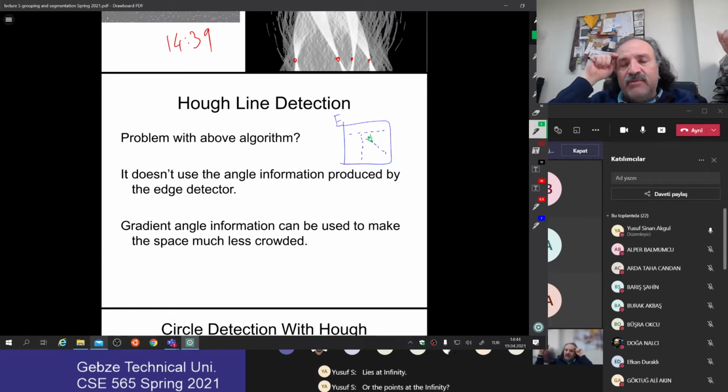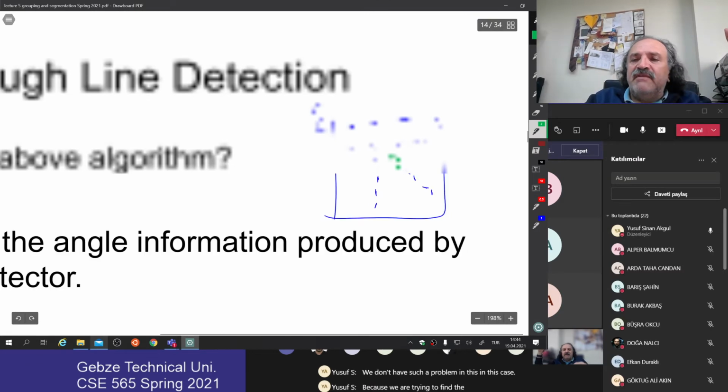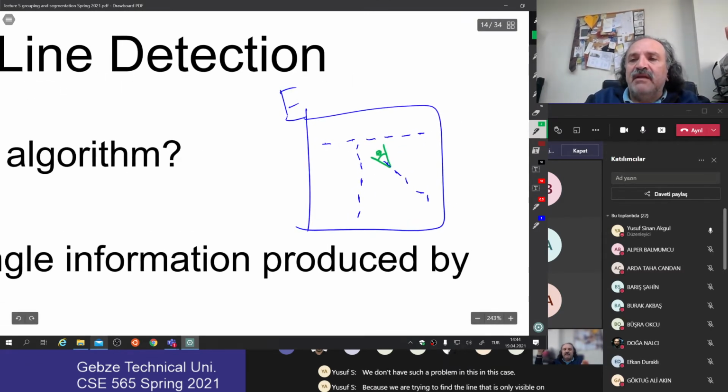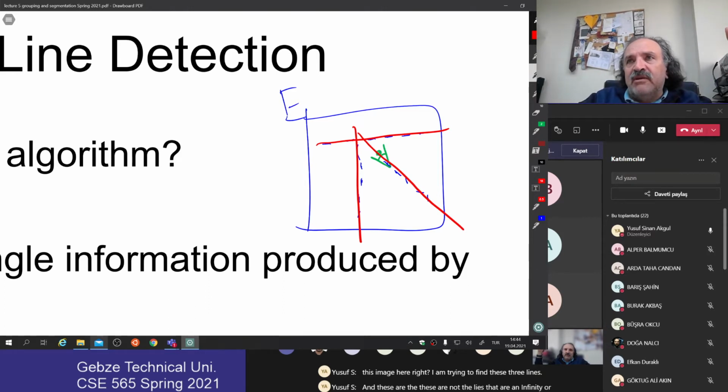We don't have such a problem in this case because we are trying to find the line that is already visible on this image E, right? I am trying to find these three lines, and these are not the lines that are on infinity, or we are not talking about points at infinity. So homogeneous coordinate system would produce exactly the same thing, but we have to deal with that third coordinate, and it will not gain anything, so we don't.